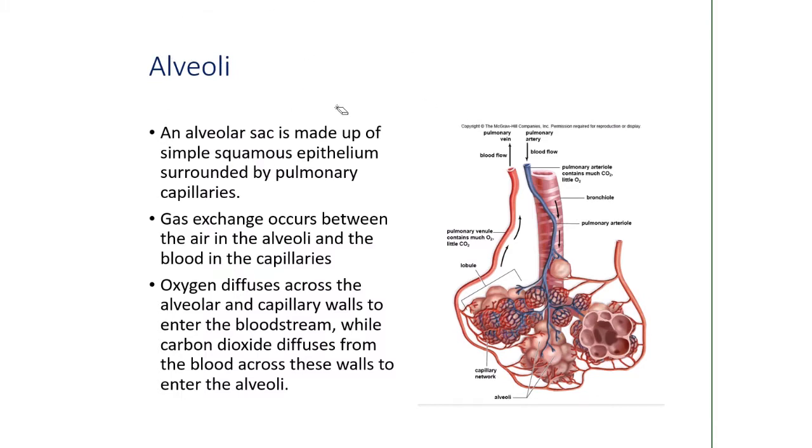The alveolar sac is made up of simple squamous epithelium. Simple squamous means a single layer of really flat and thin cells, and that's ideal because we're trying to do gas exchange here.